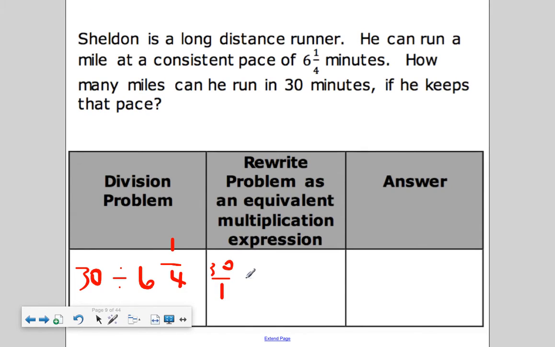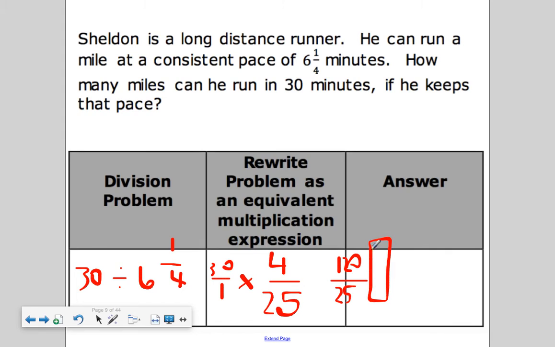So I keep the 30 as is, and I turn the 6 1/4 into an improper fraction. What is 6 1/4 equivalent to? 25 fourths. 4 times 6 is 24, 1 more is 25. So what is the reciprocal of 25 fourths? 4/25. Be careful. Do not just write 25 fourths. You have to do a reciprocal. 30 times 4 is 120 over 25.